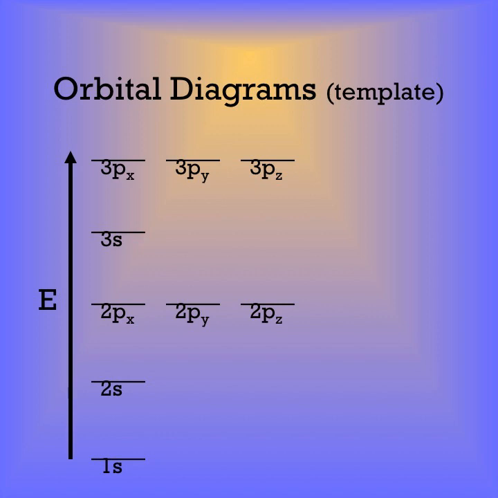Just higher in energy than the 2p orbitals that, notice, are at equal energy with each other, will be the 3s orbital, which is just lower in energy than the 3p orbitals. Again, there are three of those, because every orbital can hold a maximum of 2 electrons, and a p sublevel can hold a maximum of 6 electrons. Therefore, it has to have 3 orbitals. So that's your template. What I'm going to show you is orbital diagram for several atoms. We're going to start with hydrogen.